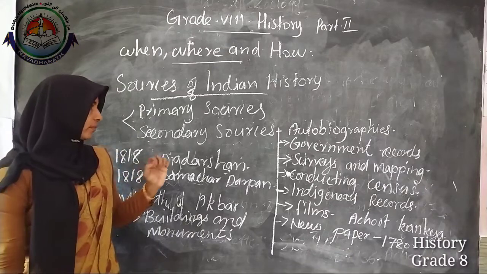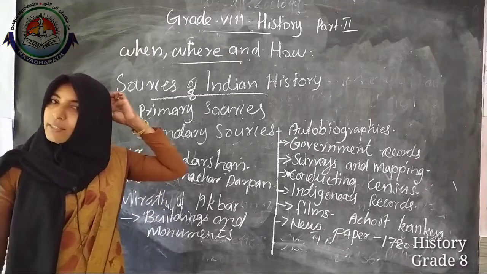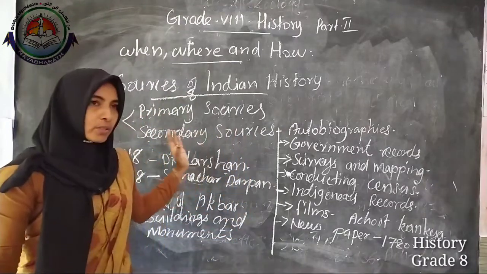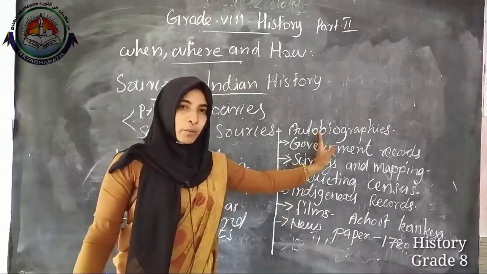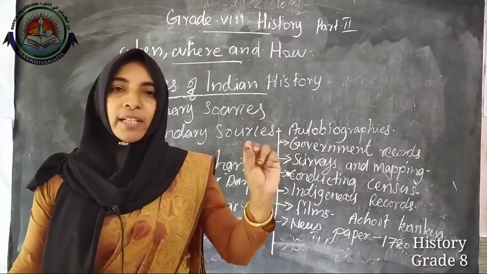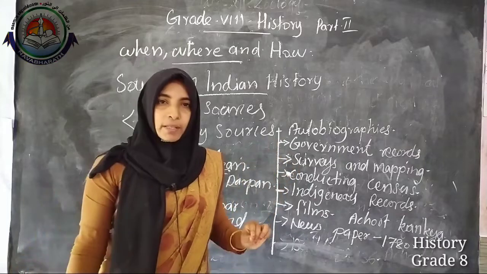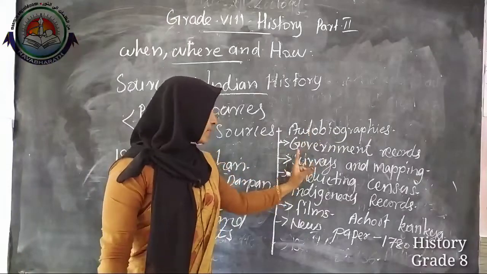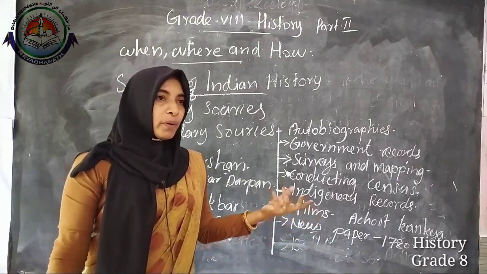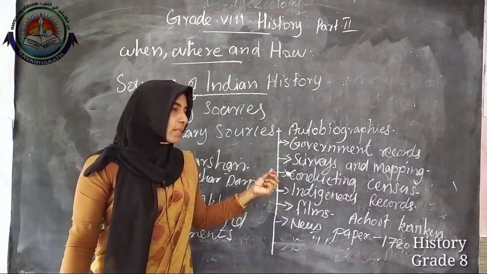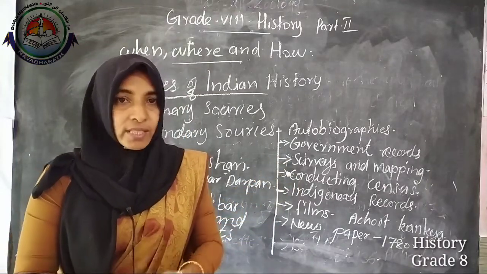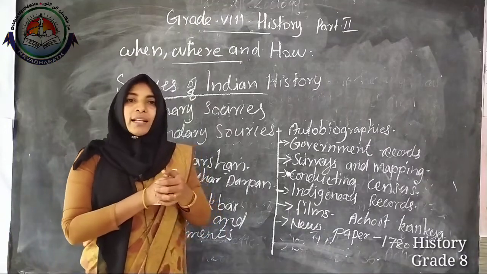Listen, now is it clear to you which are the secondary sources of history? First one, autobiography. What is the limitation of autobiography? It depends upon the attitude of the person, that author. Next one, government records. Britishers gave importance to keeping their records. For that purpose they set up archives. An archive is a place where records are kept.